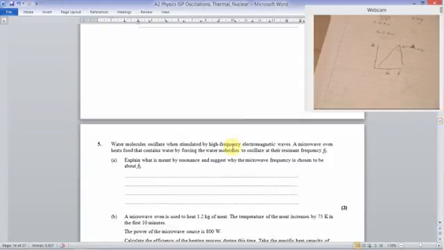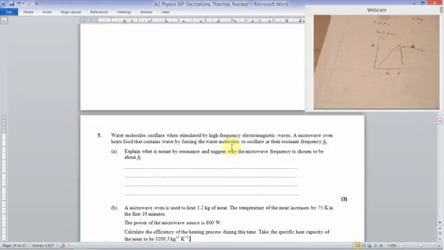Right, water molecules oscillate when stimulated by high frequency electromagnetic waves, and a microwave oven heats food that contains water by forcing water molecules to vibrate at their resonant frequency f0. Explain what is meant by resonance, and suggest why a microwave frequency is chosen to be f0. Okay, we've been through this question a few times, similar sort of things. Natural frequency is what f0 actually is. If it's at f0, they vibrate with a maximum amplitude, and therefore it is maximum amounts of energy transferred.